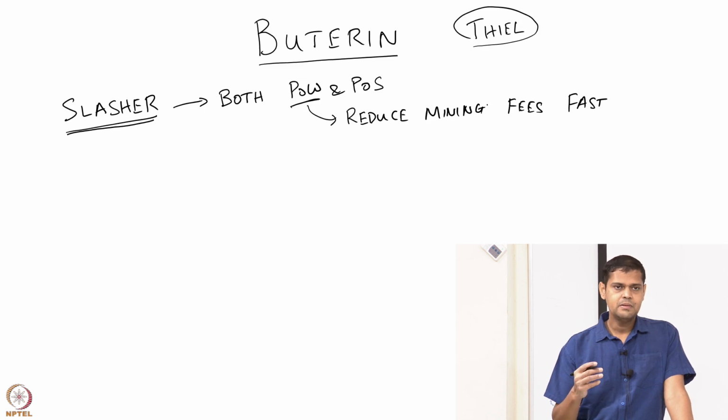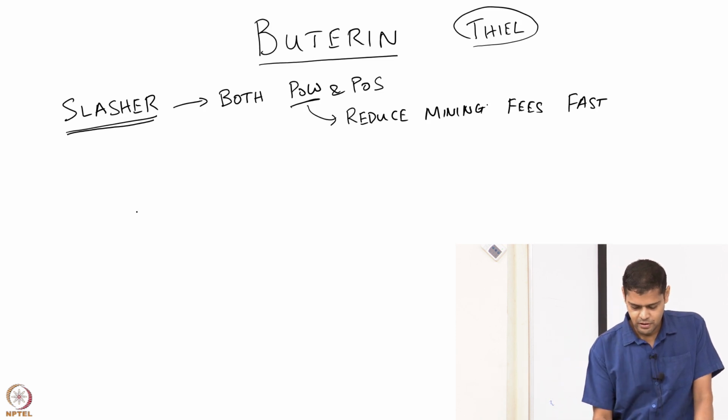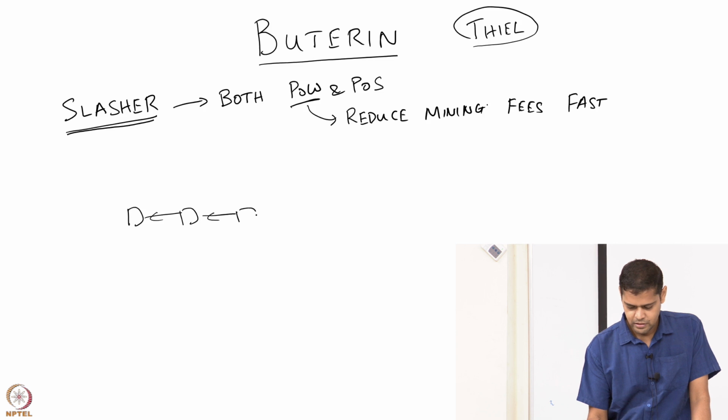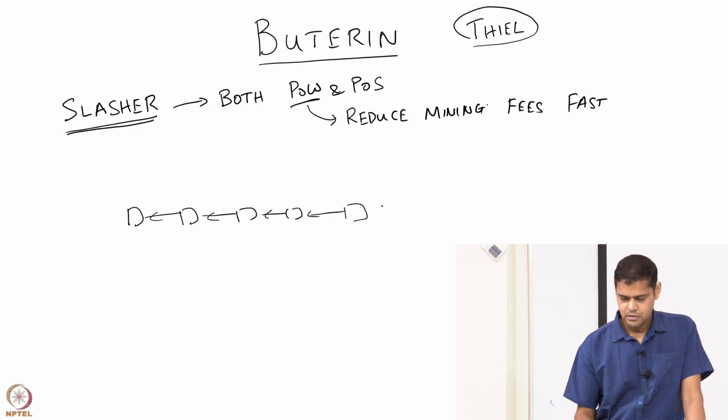But can we come up with a better way to do proof of stake than this naive method, right? So suppose we have these blocks being generated by proof of work, right?